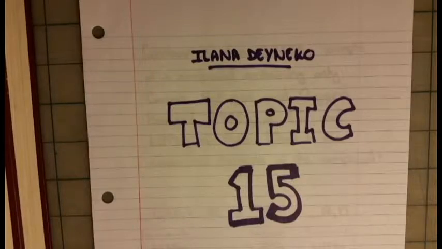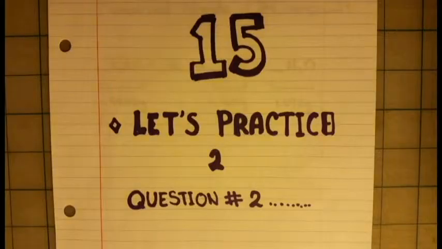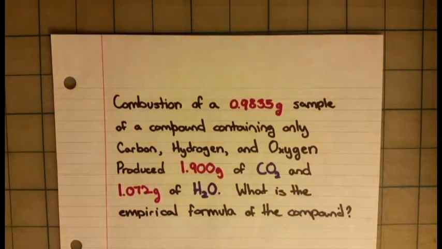Today I'll be doing a question from topic 15. The question is, let's practice number 2, question number 2. The question is as follows. Combustion of a 0.9835 gram sample of a compound containing only carbon, hydrogen, and oxygen produced 1.9 grams of carbon dioxide and 1.072 grams of water. What is the empirical formula of the compound?